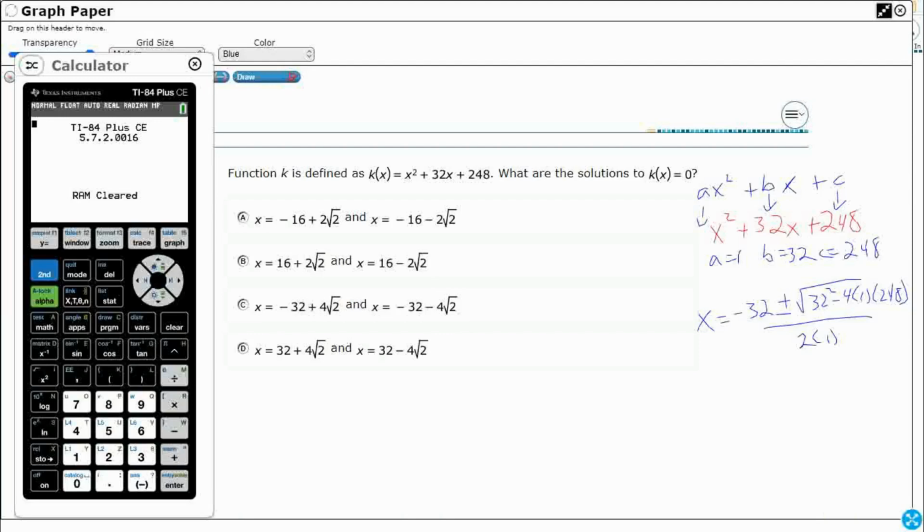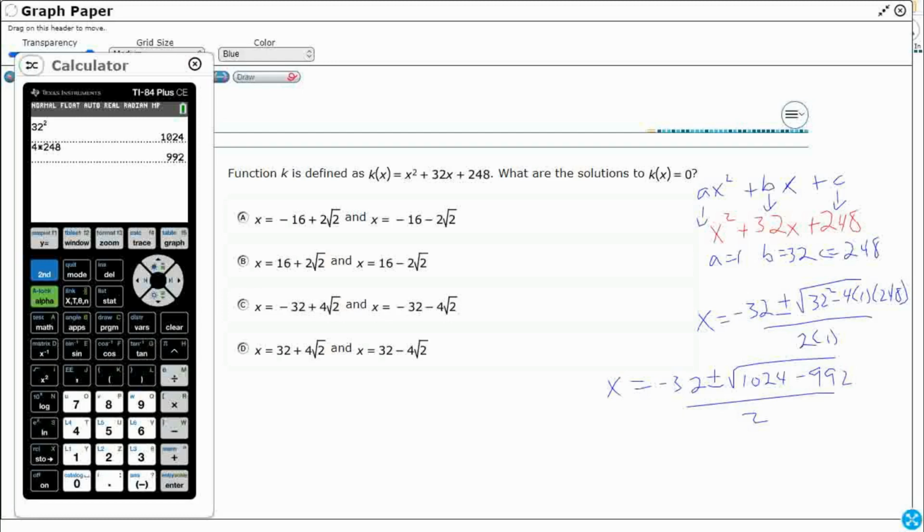We've got first 32 squared. That's going to be 1024. So x equals negative 32 plus or minus the square root of 1024 minus 4 times 1, that's just 4, times 248. 4 times 248 is 992, and then over 2. So let's multiply that by negative 1 to make it negative 992, and then add the 1024. We need to not put a decimal in there. There we go, 32. All that work for x equals negative 32 plus or minus the square root of 32 over 2.